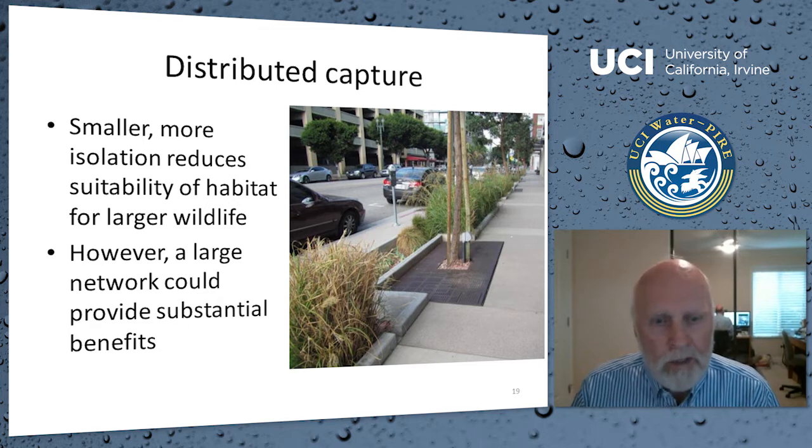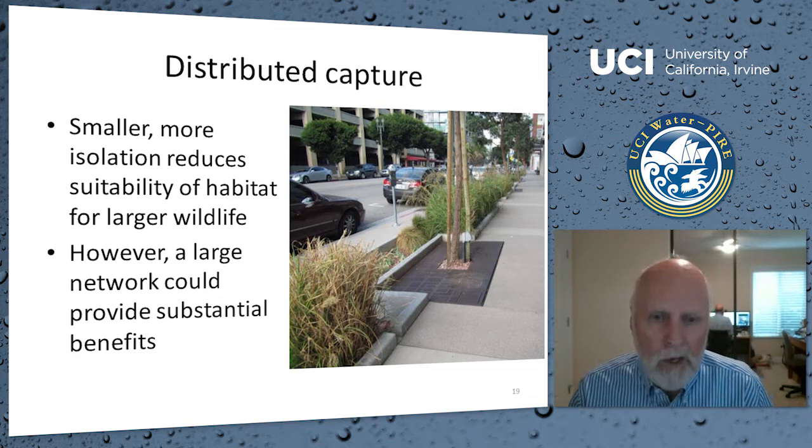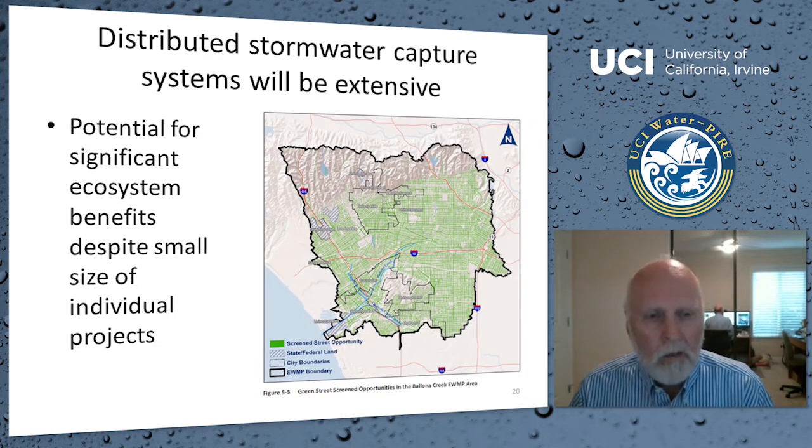But it also means that some of the other ecosystem services, like climate moderation or the health benefits I just mentioned, are not likely to be very substantial in a single biofilter system like this one. However, the scale of what we're talking about potentially implementing is actually very large, and so a large network could provide substantial benefits.